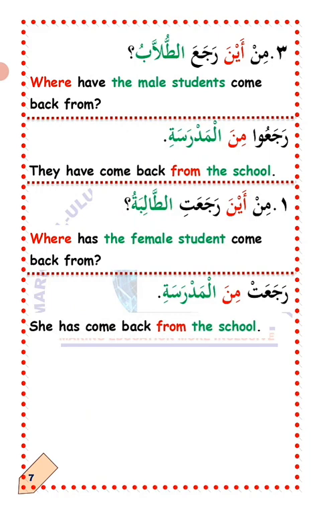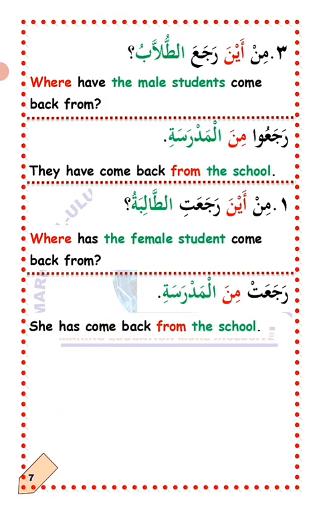Now talking about a female group. من أين رجعت الطالبة? The term must be there, which indicates femininity, that you are talking about a female person. So من أين رجعت الطالبة? Where has the female student come back from? Now the answer, رجعت من المدرسة. She has come back from the school.